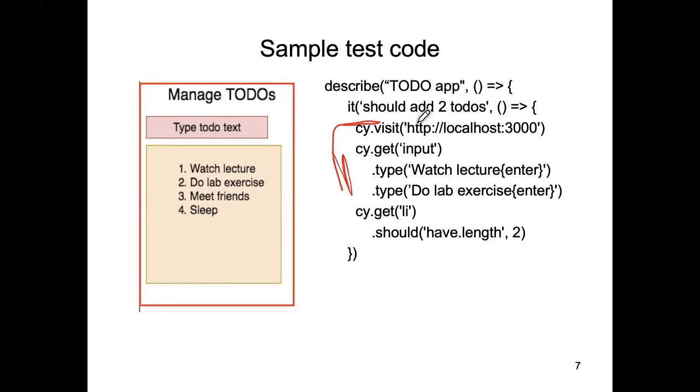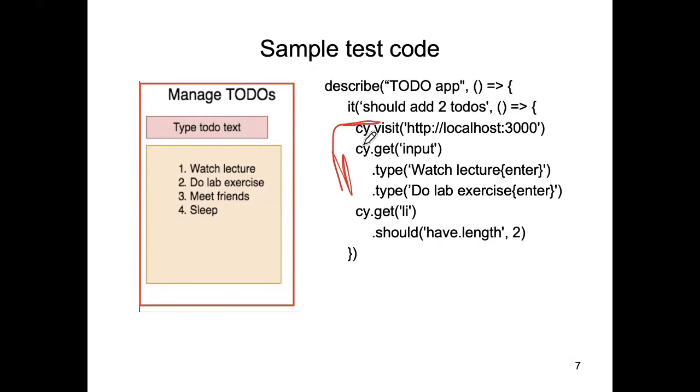If my test executes this command, now, by the way, sorry, Cypress tests run inside a browser tab. And if that's the case, then this is going to set the browser's tab URL address to localhost 3000. So it's actually going to display my to-do page in the browser tab.